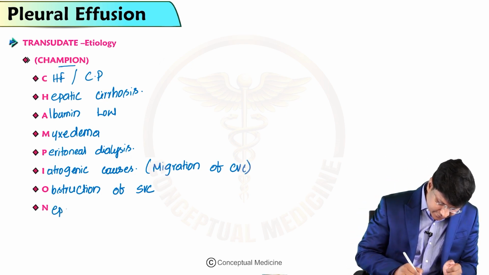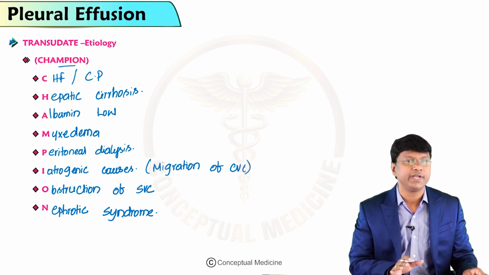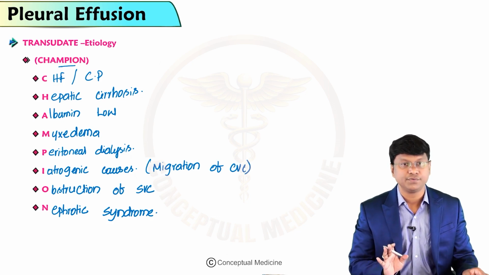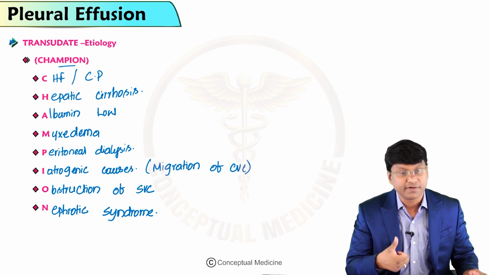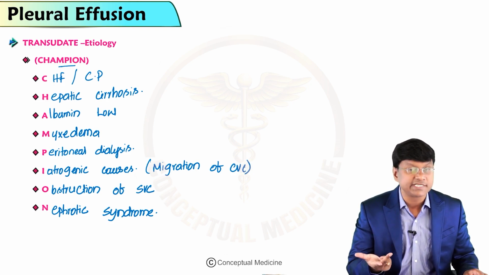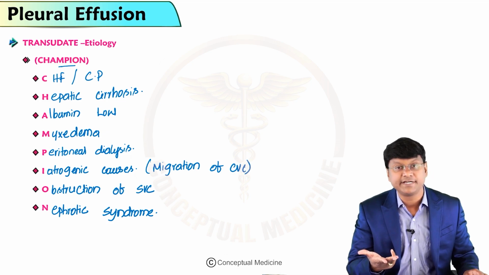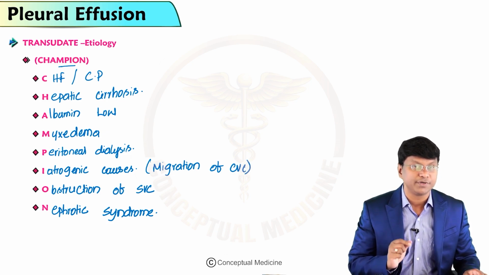N stands for nephrotic syndrome. So these are the transudative causes for the pleural effusion. Next, let me tell you what are the causes for malignant pleural effusion, bilateral pleural effusion, right-sided pleural effusion, left-sided pleural effusion, and hemorrhagic pleural effusion. So in this way, we have many multiple choice questions on the topic of pleural effusion.